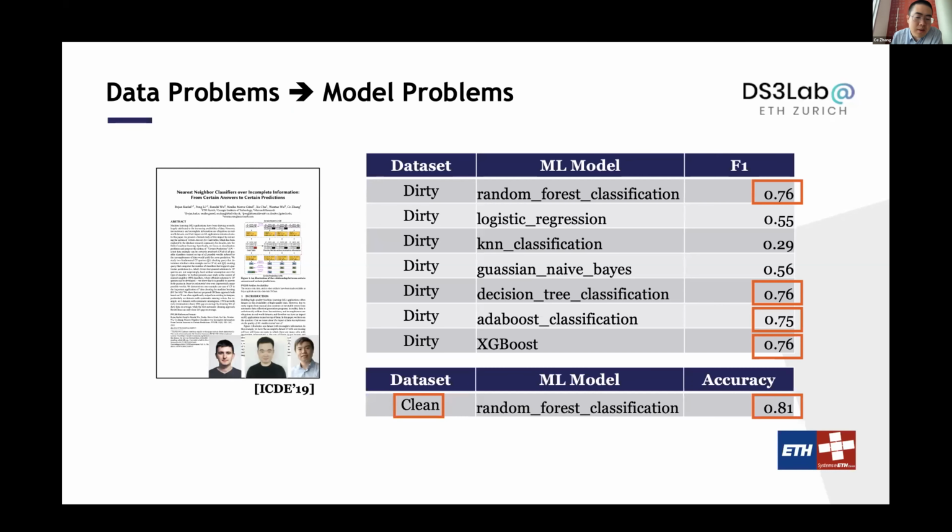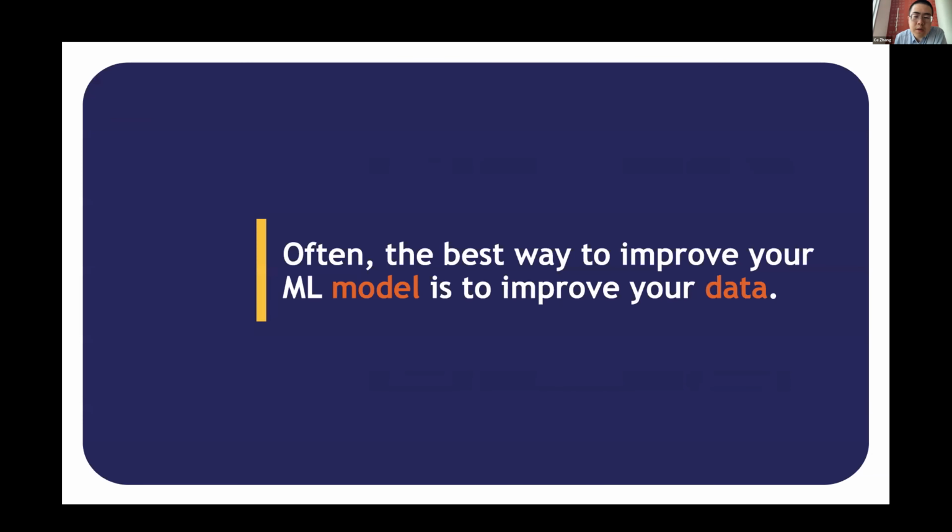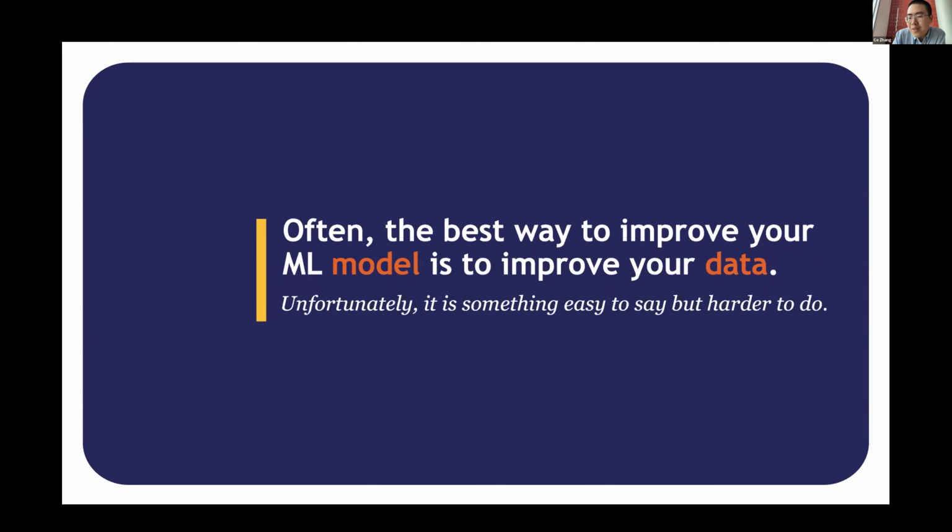But the moment you just clean your data a little bit, you get this huge jump in the quality. So as you can see, there are actually two different ways you can improve this model quality, either by continuing to train different models, but you can also improve it by changing the quality of your data. And often the best way to improve your machine learning model is to improve your data. But for many of our users, this is something that's very easy to say, but very hard to do.